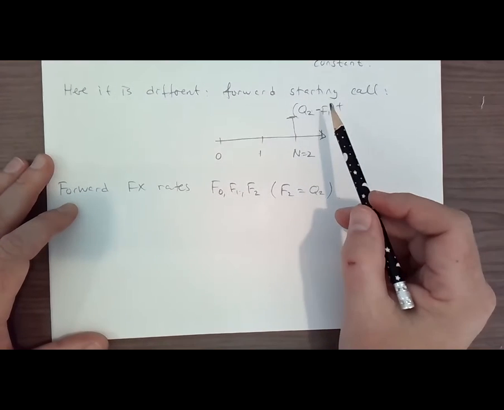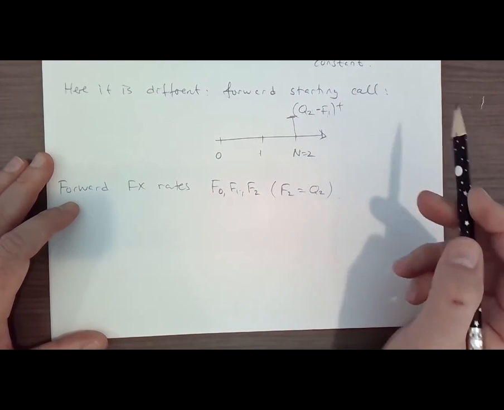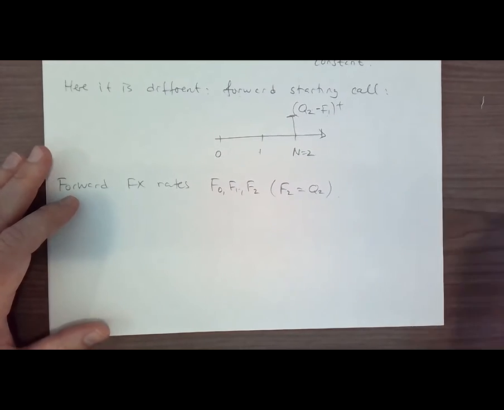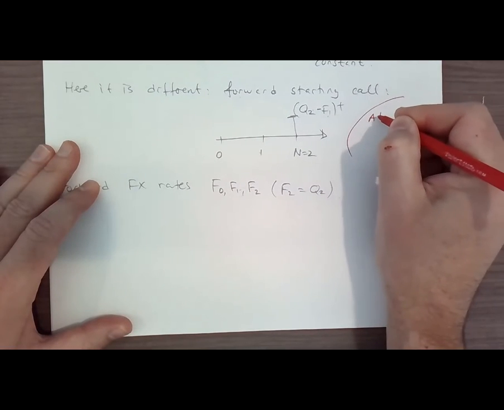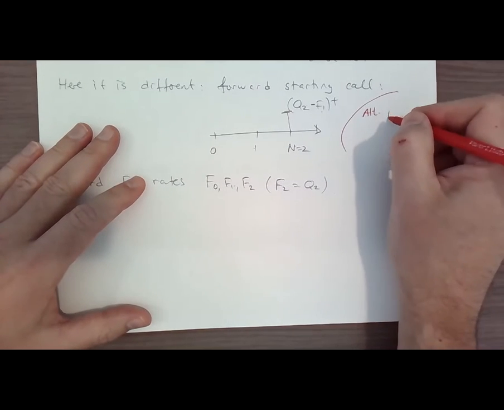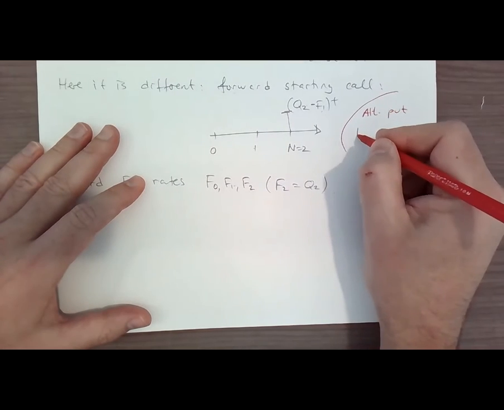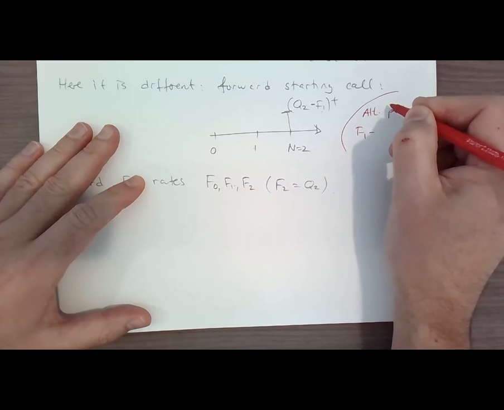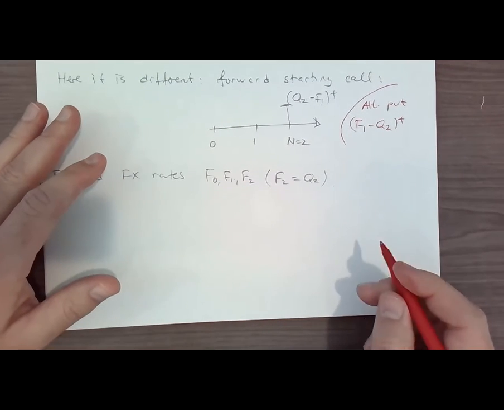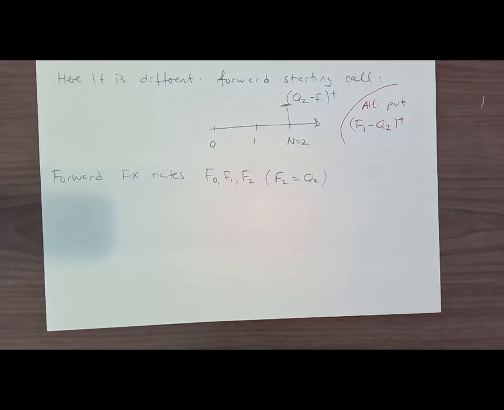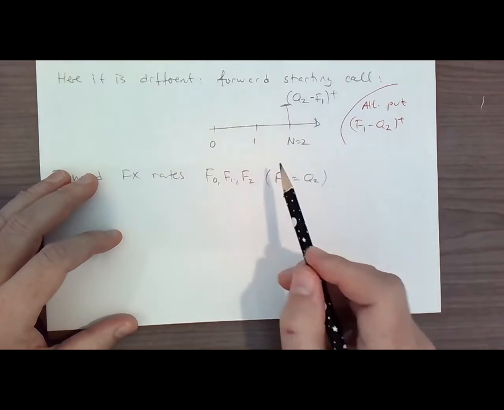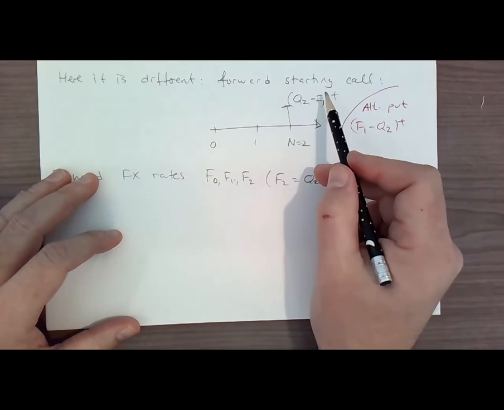Forward starting call. We could of course also have considered the put structure. Alternatively, we could have considered the put, right? So that would have been the forward starting put, F1 minus Q2 plus the positive part. So there are lots of things that we have to figure out here. We need to figure out what is a good expression for F1, and then subsequently we have to price this thing.